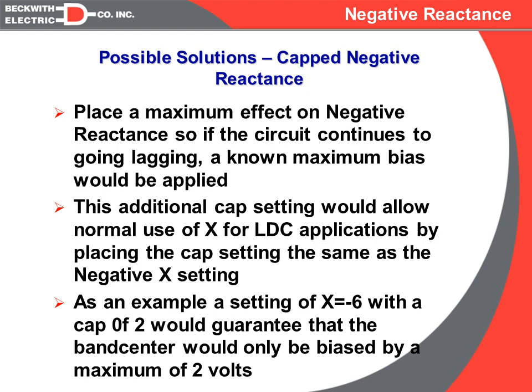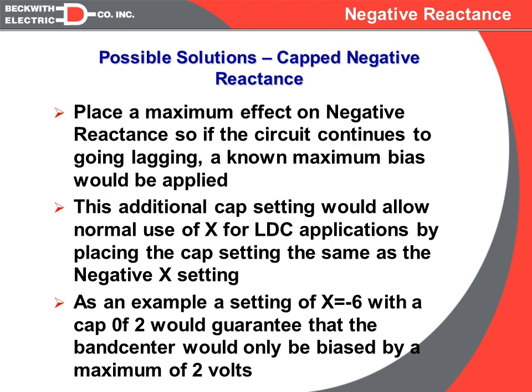The voltage setting you put in for X, for instance, if you put in a negative 10, it will apply 10 volts of compensation at full load. So if all the load current was reactive, it would actually increase the band center by 10 volts. Therefore, as the load goes higher, the amount of compensation continues to go higher. And in the case of the negative X, as you go further lagging, you bring the voltage down even further.